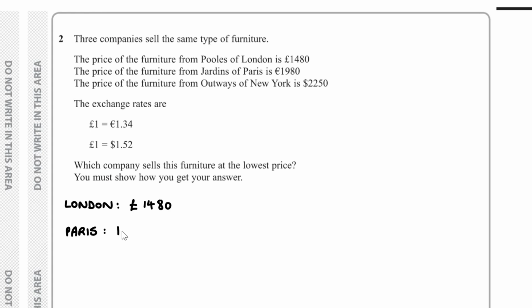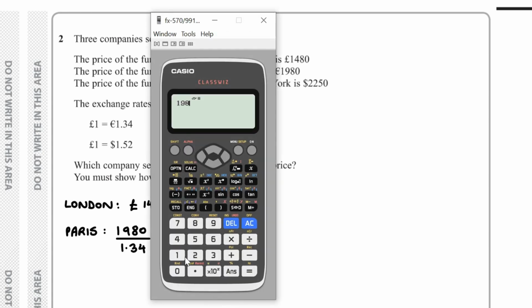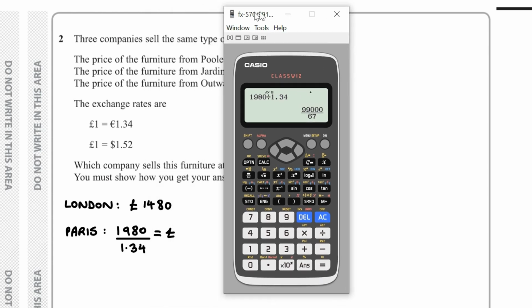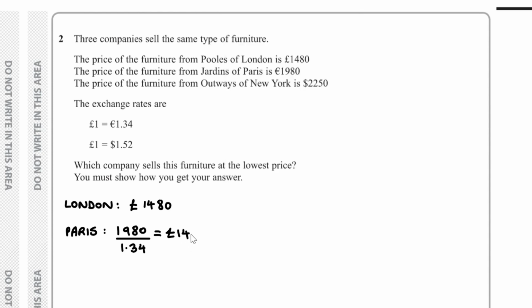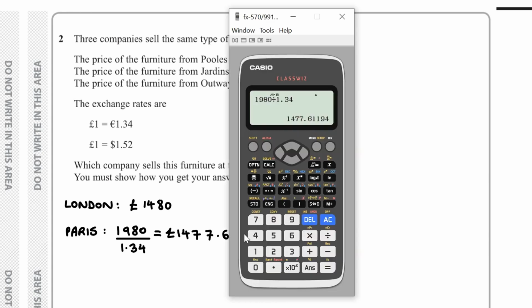So we have 1980 divided by 1.34. So if we work this out, 1980 divided by 1.34, you'd find here we get 1477.61.